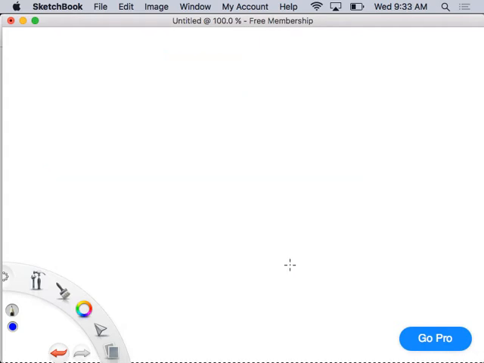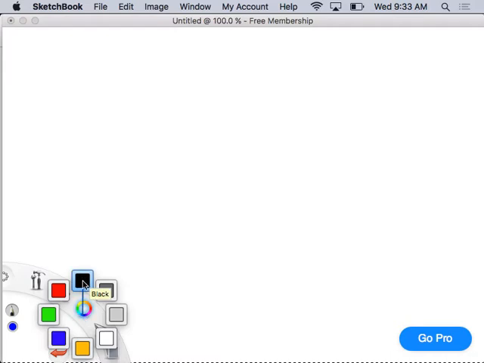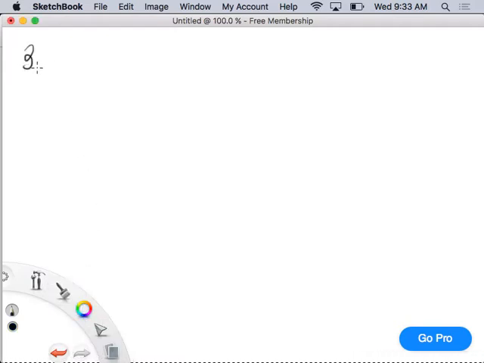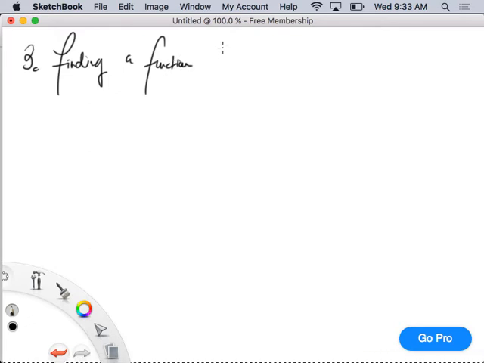Next, number three. Number three was finding a function from its graph. Finding a function when given its graph. All right.